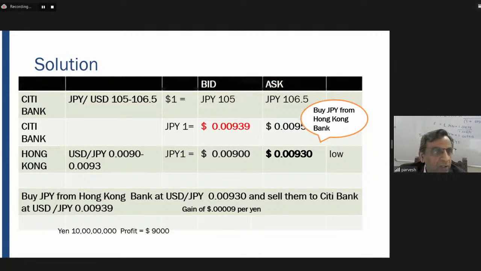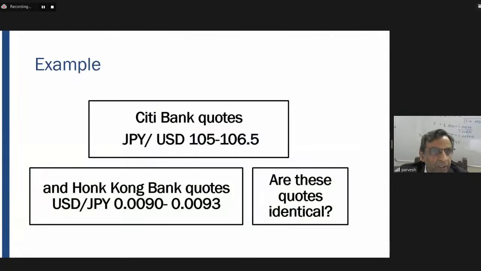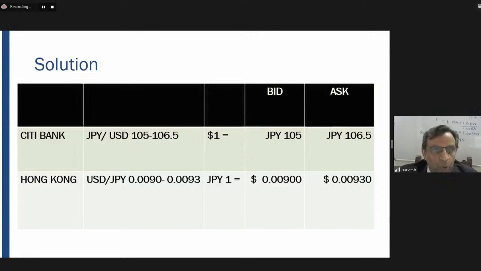I'll do that. So let me just show this question again. Now these are the original quotes. Citibank has given that $1 is equal to 105 yen if you want to sell to us. If you want to buy from us, you have to pay 106.5 Japanese yen. Similarly, in Hong Kong, it is given in terms of dollars. So one Japanese yen is equal to 0.0090, which is a bid rate, and 0.0093, which is an ask rate.